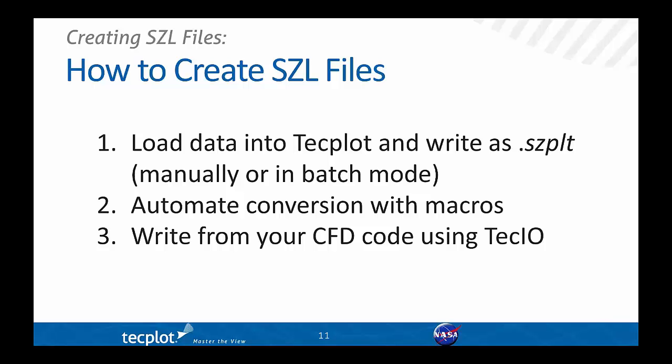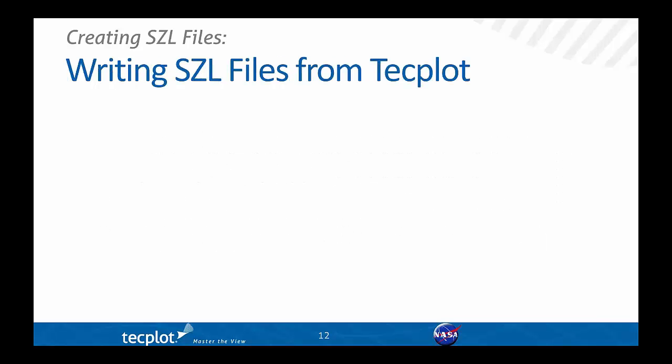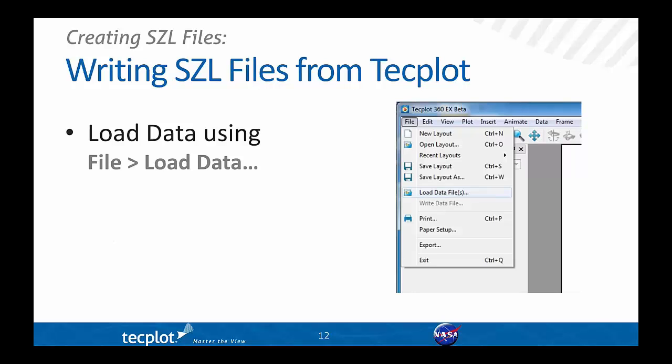I want to take just a couple minutes to talk to you about how you could actually create these files. Rob is going to talk about how he does it with VULCAN. That's the third option there, right from your CFD code using TecIO. But if you aren't using VULCAN, then you can do it with one of the top two: load the data into Tecplot and write it out as an SZL file, or automate that conversion with macros. Let me just show you how you write it out from Tecplot.